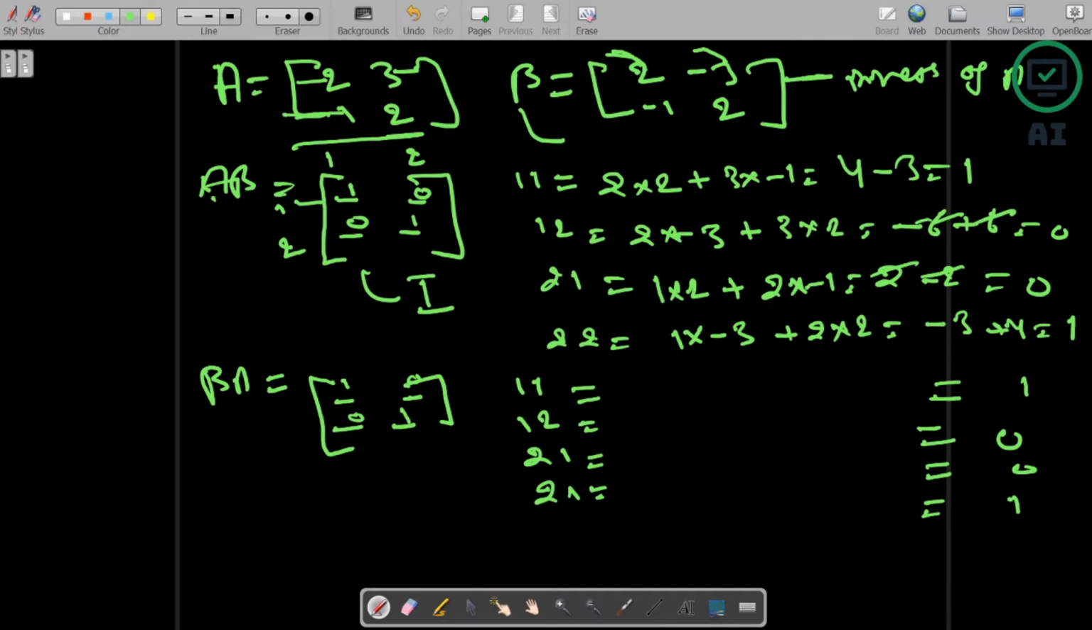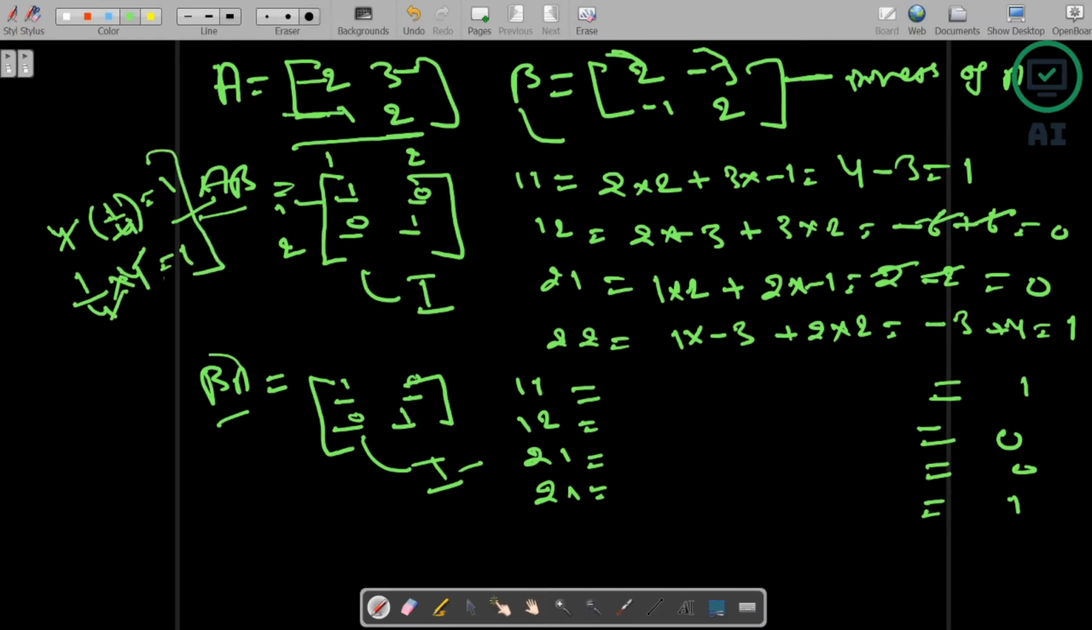So the way we have calculated this AB, you just calculate BA. So this will also give an identity matrix. So we have proved that AB equal to BA equal to identity matrix. So B is the inverse of A. In this case, A is the inverse of B. You can prove this also, if 1 by 4 is the inverse of 4, it will give 1. Similarly, 4 is the inverse of 1 by 4 because it will also give 1. So the same thing applies in this also.